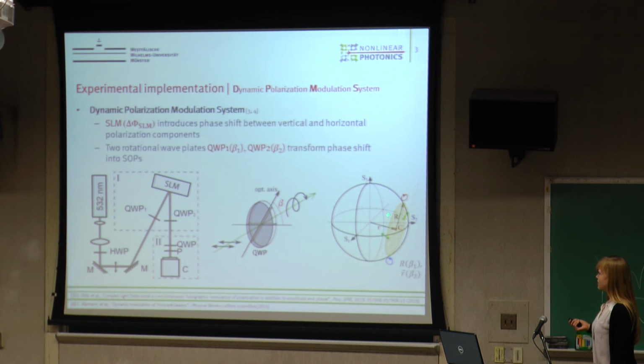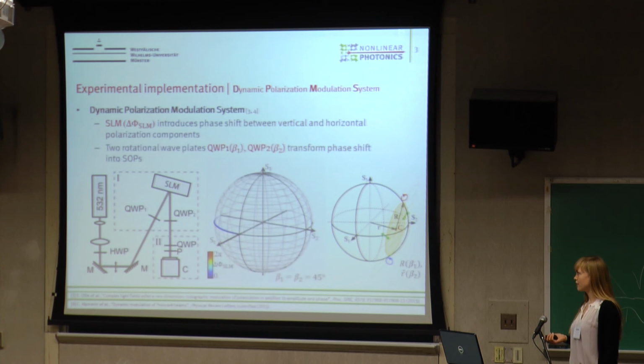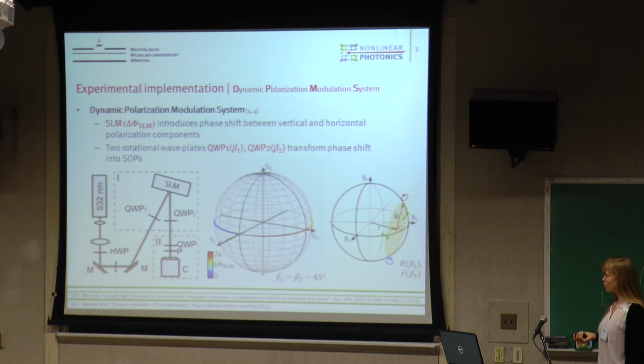So each state of polarization which can be found on this ring belongs to another phase shift introduced by the spatial light modulator. Okay, so if we would, for example, choose to have 45 degrees for both of our quarter wave plates, we can achieve all states of polarization which can be found on the equator of the Poincare sphere. So each of these states belongs to another phase shift which we can give on our SLM.